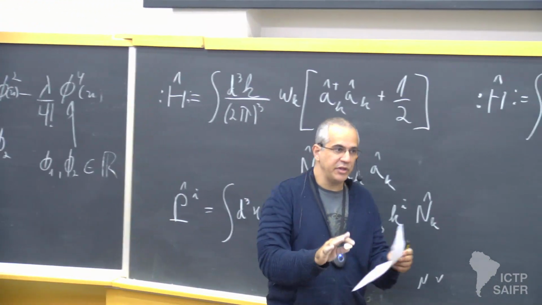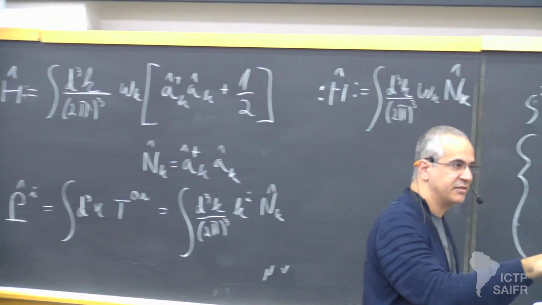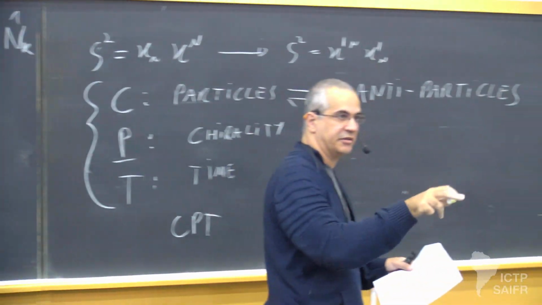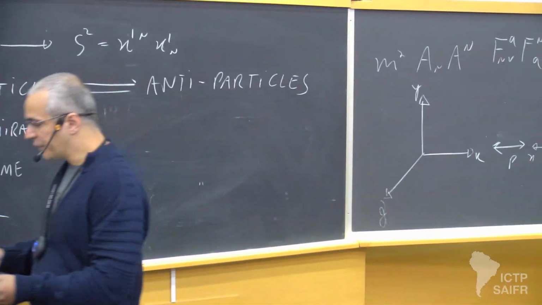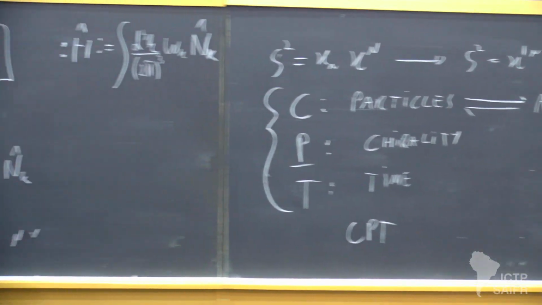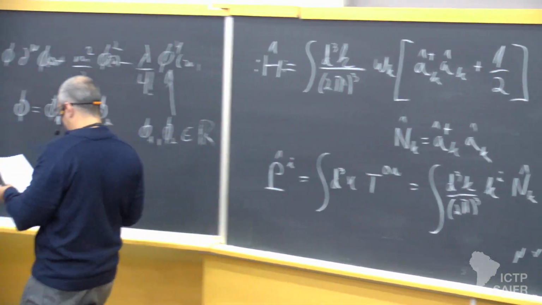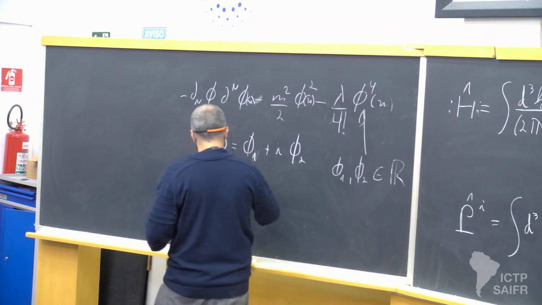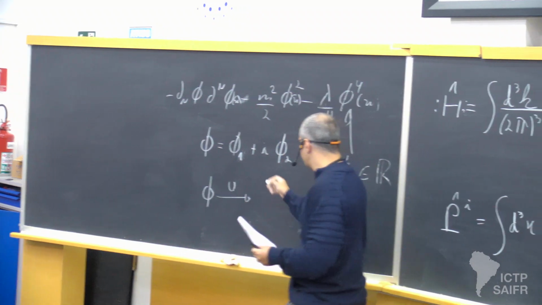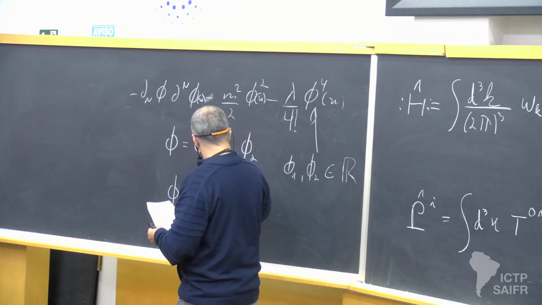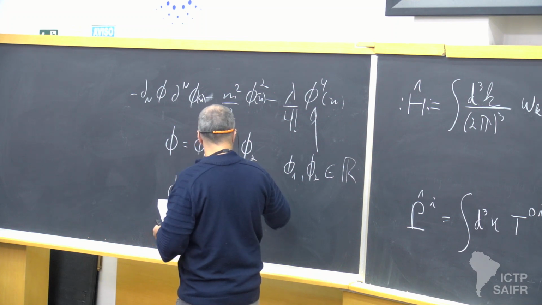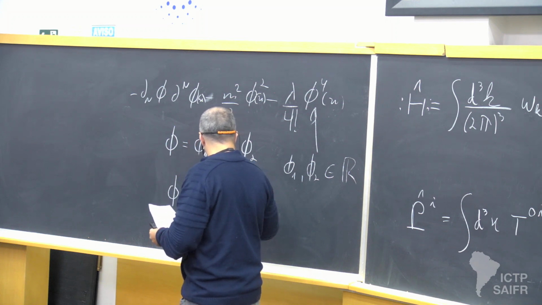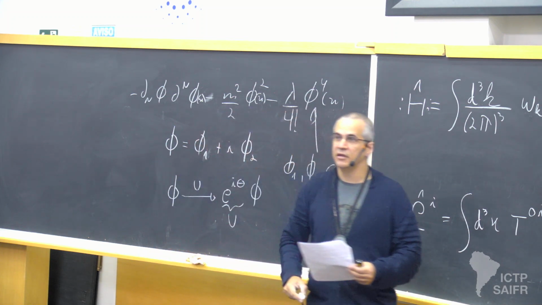So now I have 2 degrees of freedom. For each point in space, I'm assigning 2 numbers instead of just 1. In particular, I can demand that my theory is invariant under a unitary transformation that changes the phase of this complex field. So I can write that unitary transformation like that.